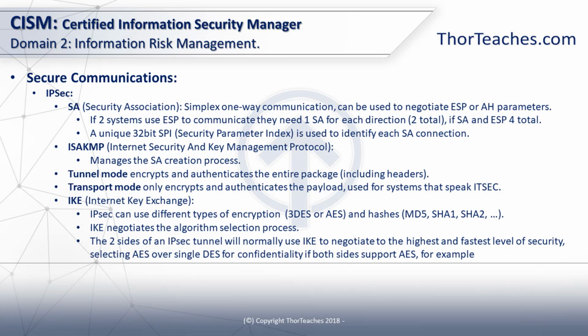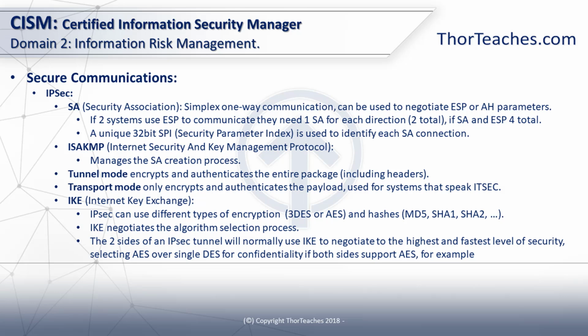Let's take a look at some of the other protocols, technologies, and features we would use to secure our communication. We've already talked about IPsec. Remember, that's the protocol that's built into IPv6, but was something we had to tack on to IPv4 because there was no inherent security. In IPsec, we use SAs, or security associations, which are simplex connections. Remember those? Those are one-way communication only, and we use those to negotiate the ESP and the AH parameters. ESP, encapsulation security payload, AH, authentication header.